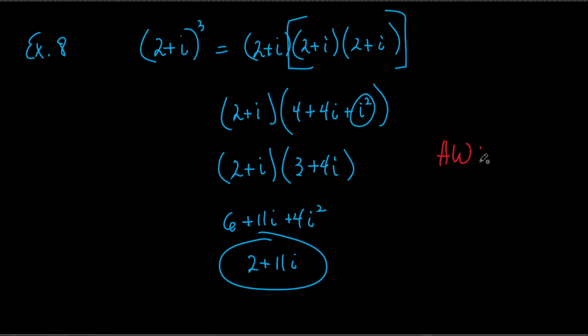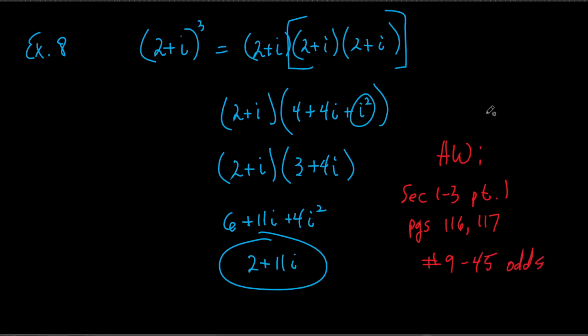Here's your homework. You're doing section 1-3, part 1, which is pages 116 and 117. And you are doing numbers 9 to 45. Looks like a lot, but it's just the odds, so it's not that bad.